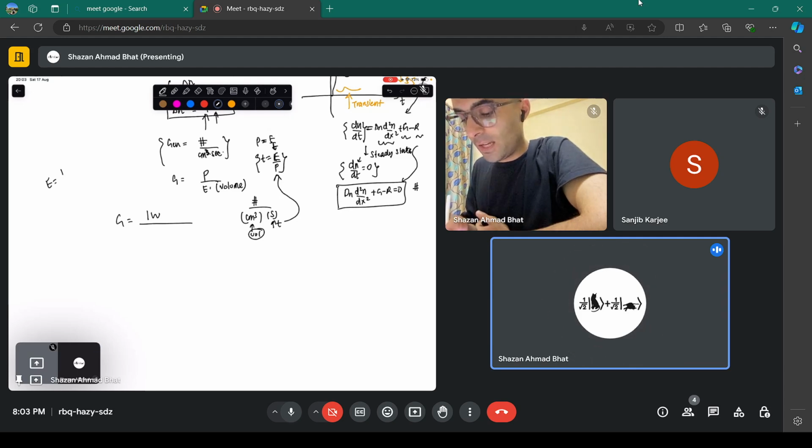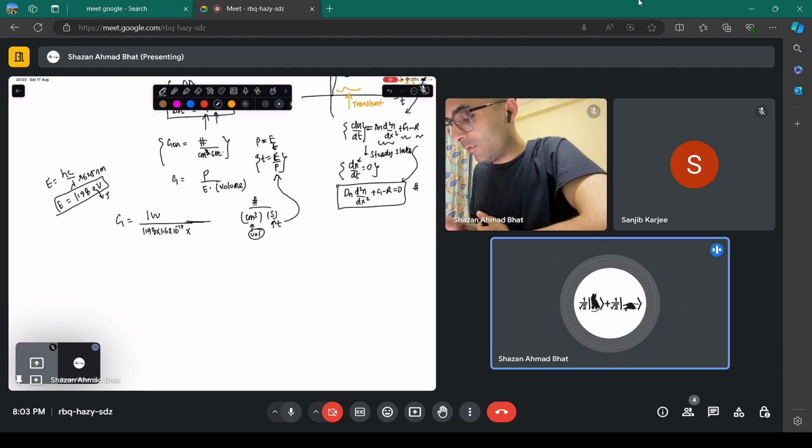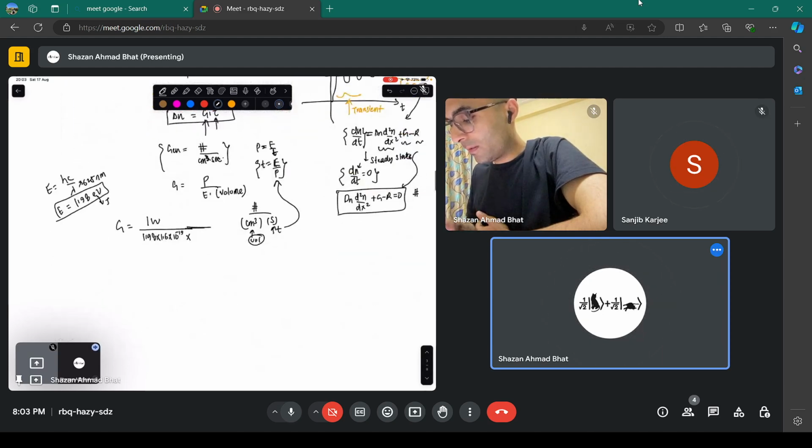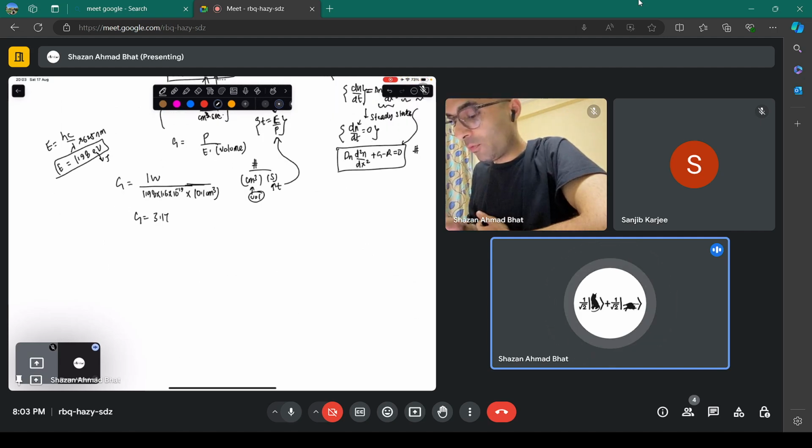Energy is hc by lambda. Lambda is given as 625 nanometer. For it, the corresponding energy is approximately 1.98 electron volts. But you need to convert electron volts to joules. You write 1.98 into 1.6 into 10 to the power minus 19 joules, into the volume. The volume is 1 centimeter into 1 centimeter into 0.1 centimeter, so centimeter cube. When you solve this, you get the generation to be 3.17 into 10 to the power 19 per centimeter cube per second.